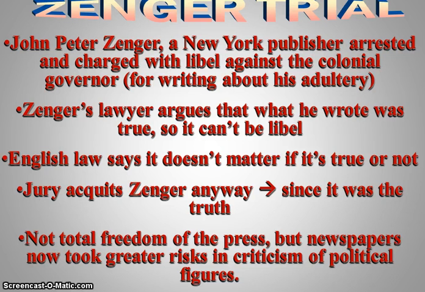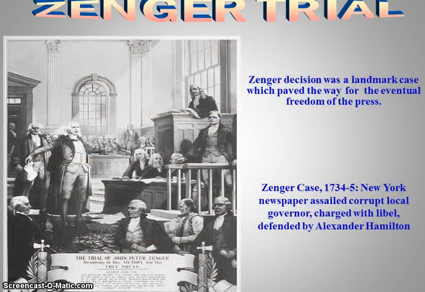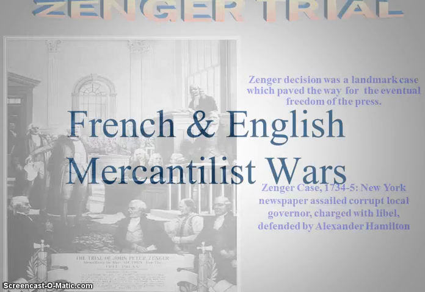So it establishes a precedent in the colonies, not necessarily of total freedom of the press, but it gives the press more confidence to take greater risks and actually criticize government and public officials more heavily. The Zenger decision was a landmark case, and it eventually, once we do become a United States, paves the way for the Free Press Clause in our First Amendment. So this is in 1734 and 1735. And the governor was charged with libel, and Alexander Hamilton actually played a role in this case.